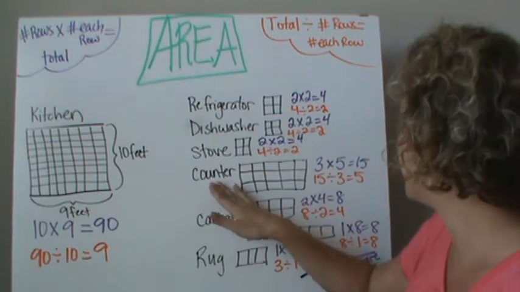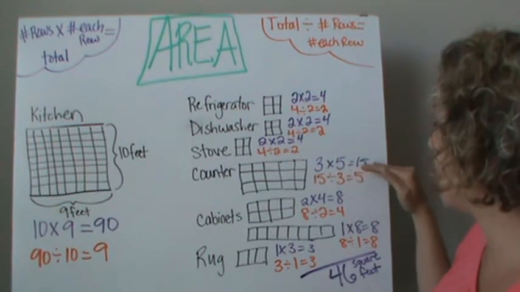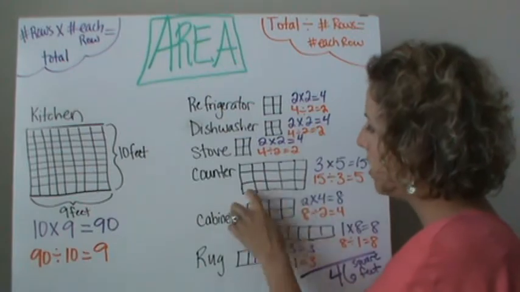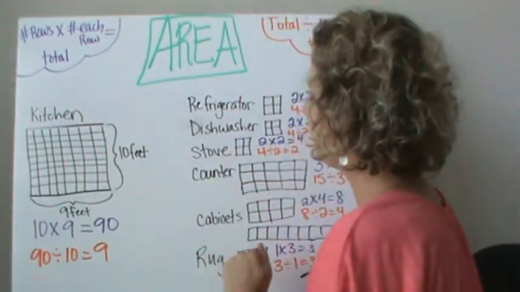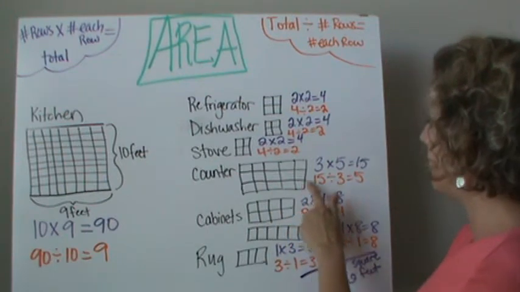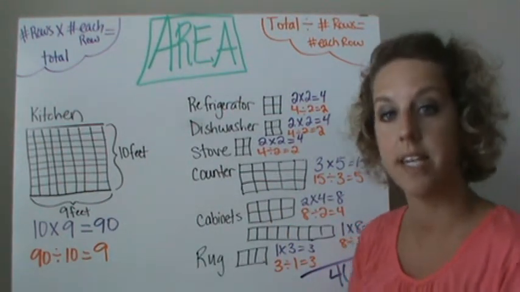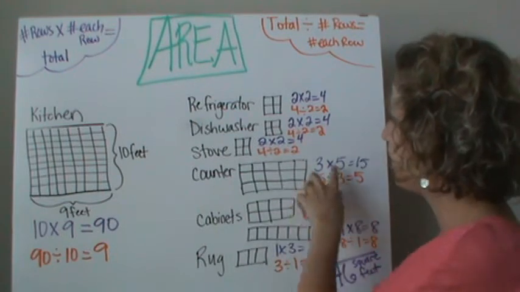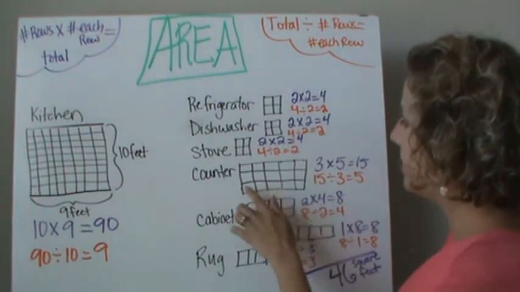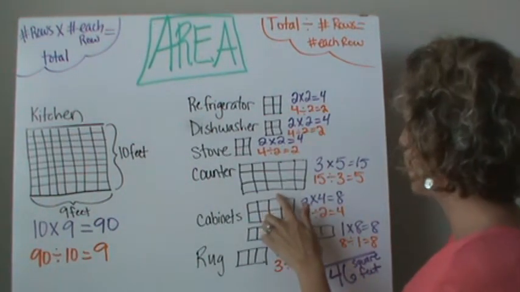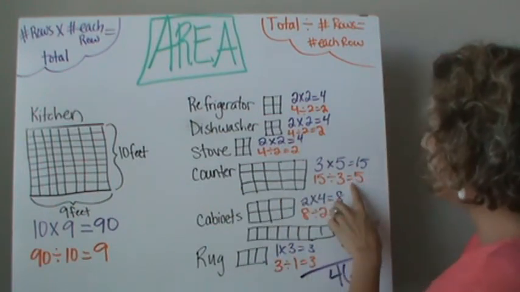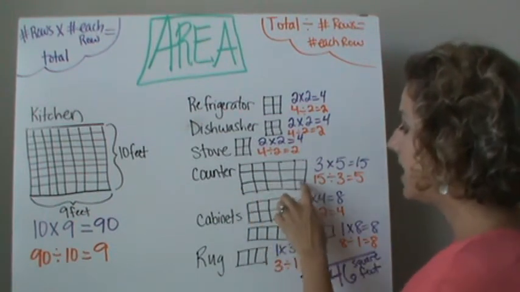For the counters, I have 3 times 5 equals 15. Let's see if that's correct. We have 1, 2, 3 rows times 1, 2, 3, 4, 5 in each row, which is equal to 15. It's going to take up 15 square feet. And then if I wanted to represent it in the division model, I would say there are 15 total squares divided by 3 rows is equal to 5 in each row.